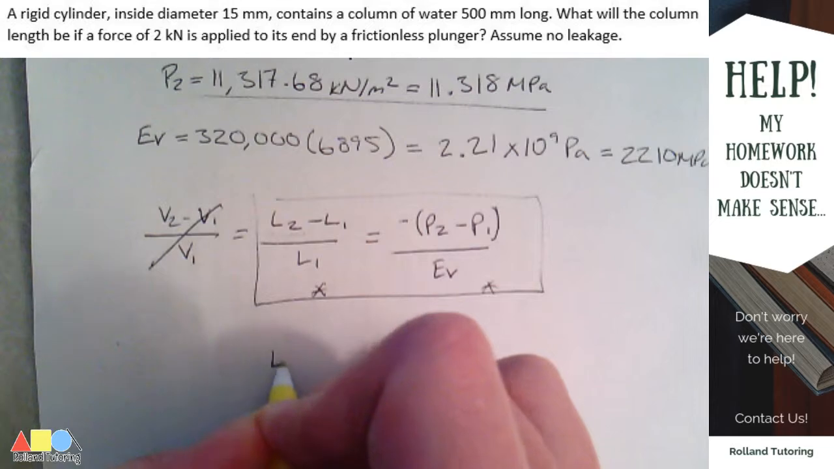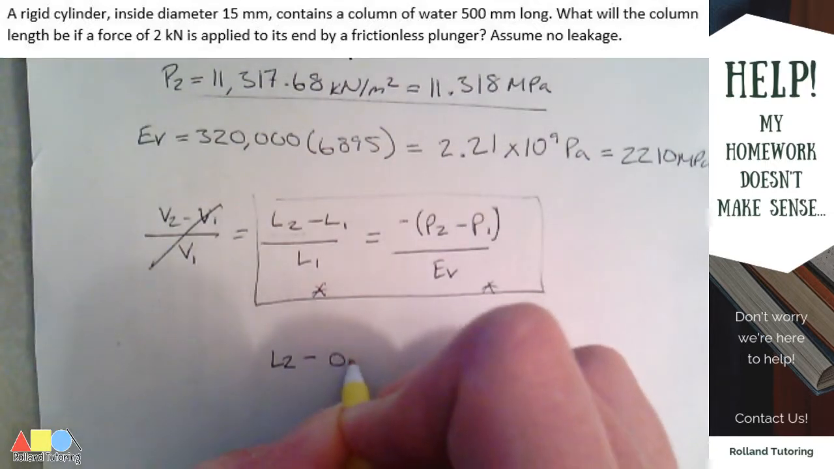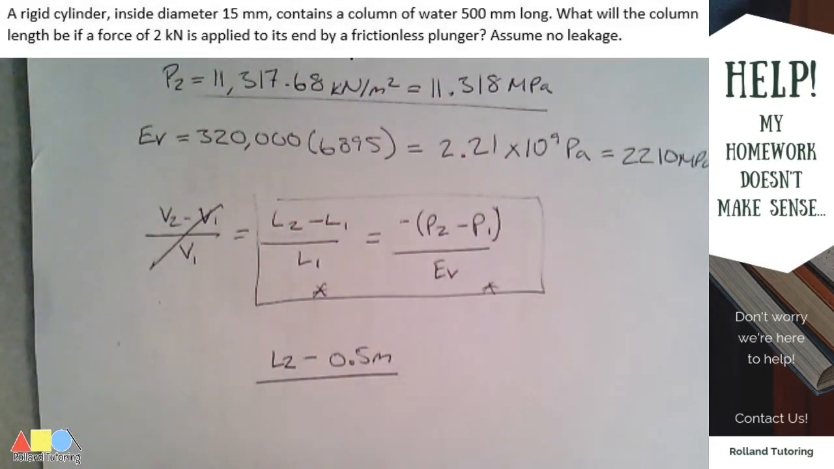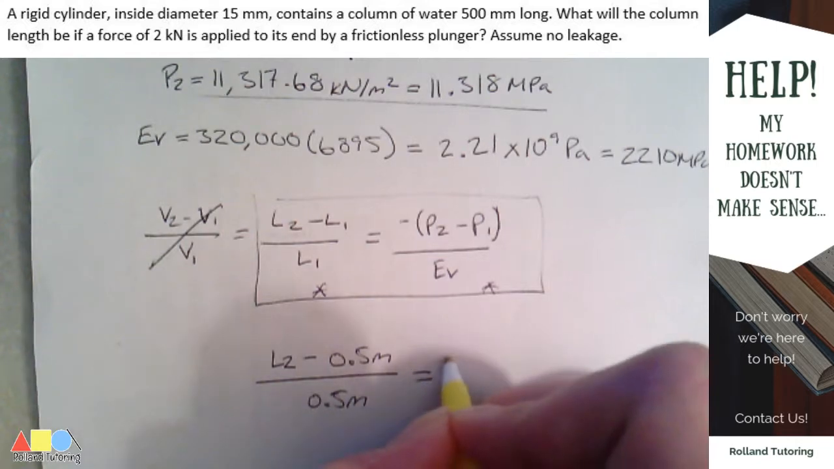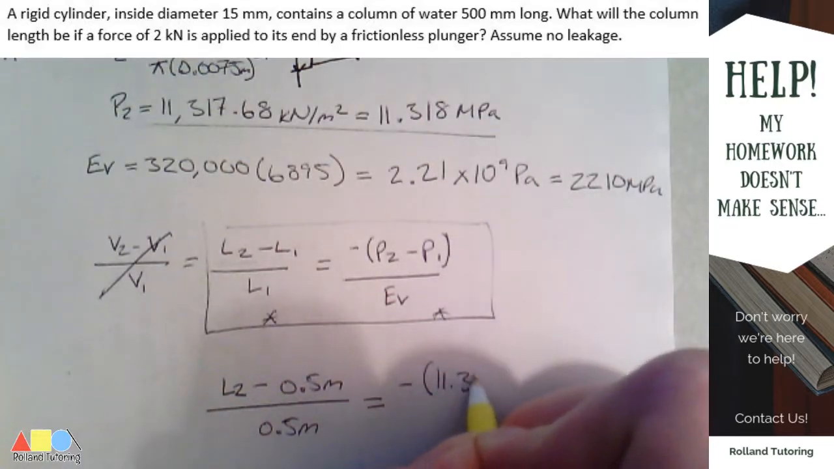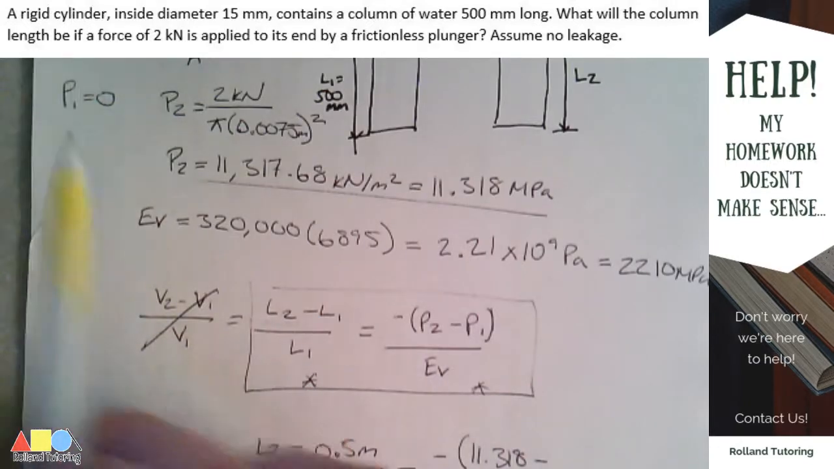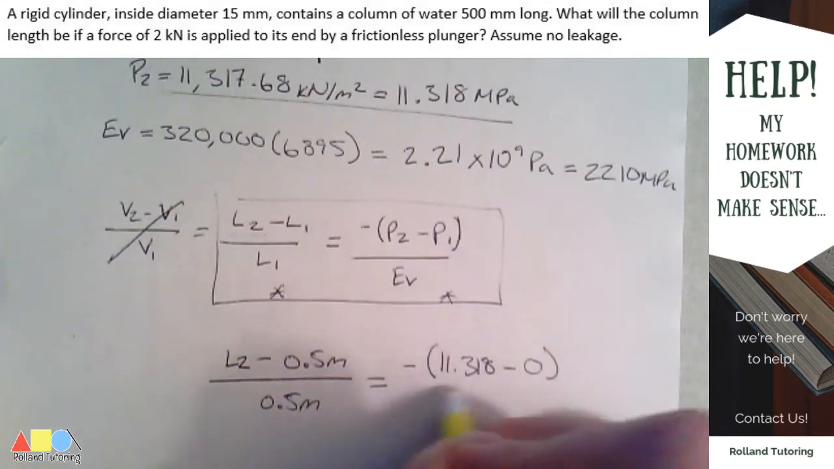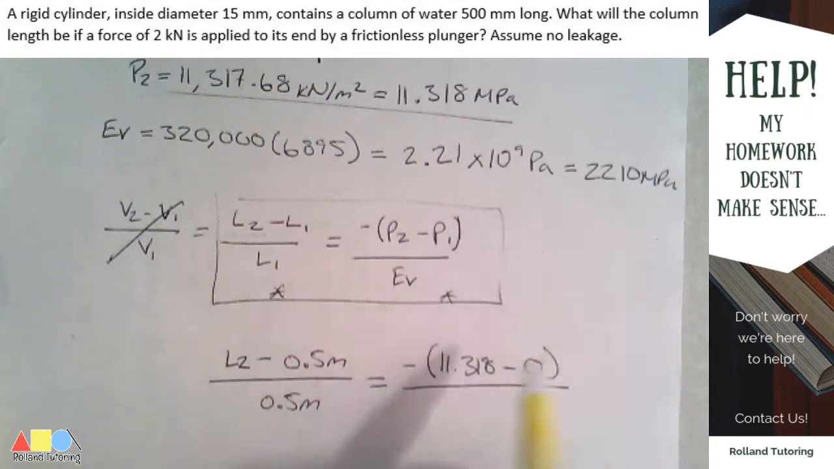So if we continue, we don't know L2 yet, that's what we're looking for, minus our first length, which is 500 millimeters, or 0.5 meters if we're converting everything into meters, over 0.5 meters equals negative, and our pressure 2 is this 11.318, minus, remember our initial pressure up here was 0, so we'll say minus 0, over, and we just solved for our bulk modulus of 2,210.